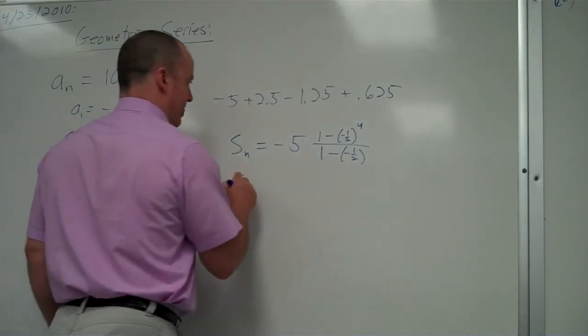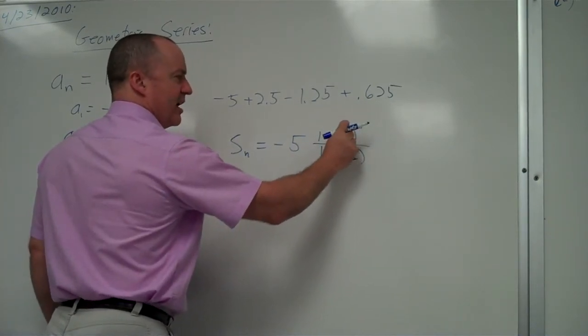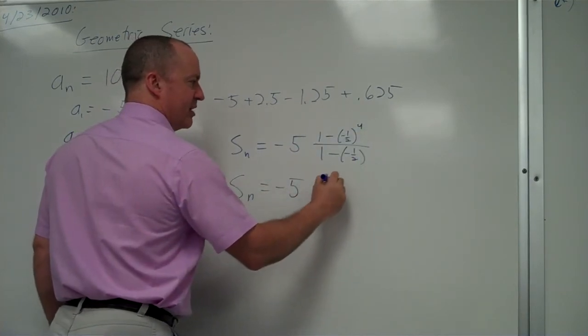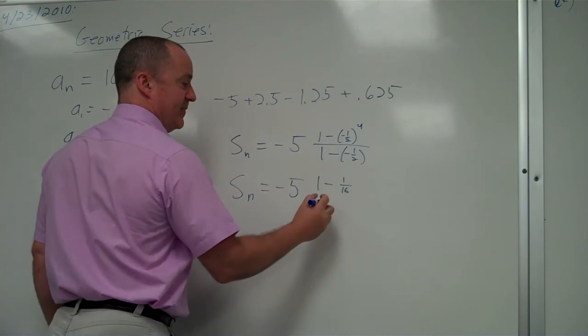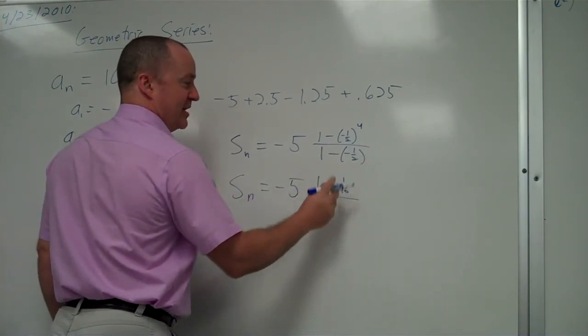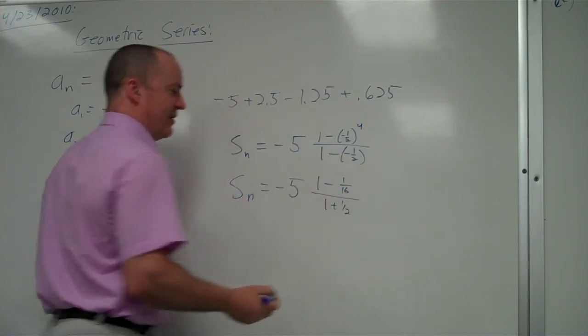Okay, so now this is going to be negative 5 times, alright, negative 1/2 to the 4th is positive 2 to the 4th, 1/16, right? 2 times 2, yeah. Negative 1/2 just by itself, subtracted, becomes positive, so 1 plus 1/2. Am I good so far?